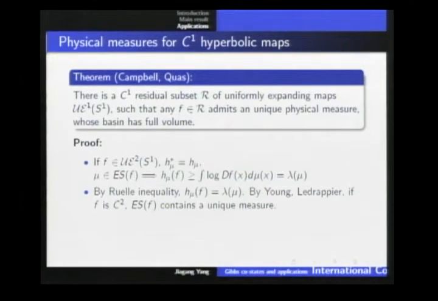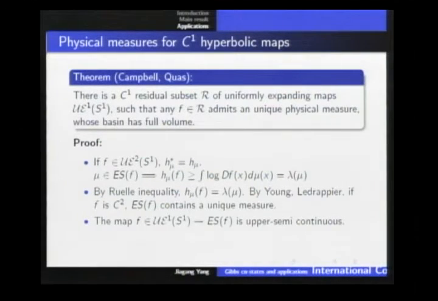Okay. So now we go from C2 to C1. We consider the map from the uniform expanding maps to the equilibrium states. This is a map from a set of maps to a set of measures. This map is semi-upper continuous. Why is it semi-upper continuous?